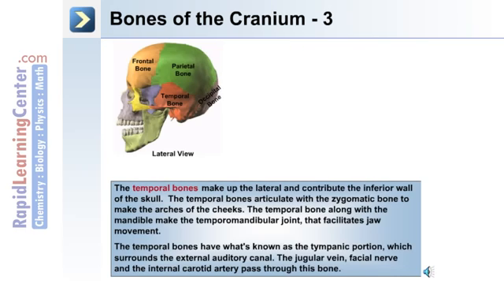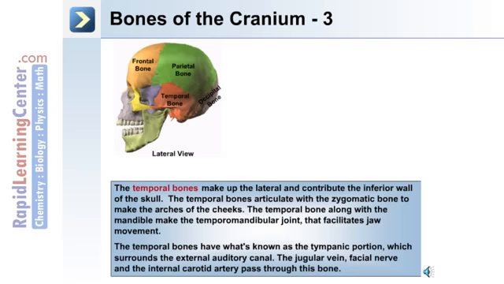The temporal bones make up the lateral and contribute to the inferior wall of the skull. These bones articulate with the zygomatic bone to make the arches of the cheeks. The temporal bone, along with the mandible, makes the temporomandibular joint, and this facilitates jaw movement. The temporal bones have what's known as the tympanic portion, which surrounds the external auditory canal.